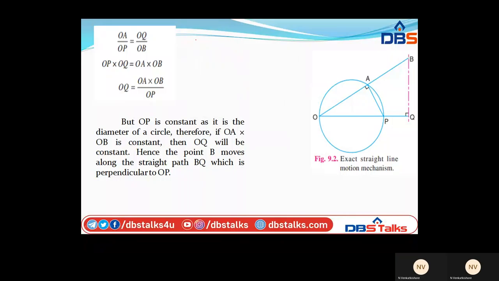I'm saying the triangle OAP equals triangle OQB. These two are 90 degrees. Then from the triangles, the ratio of adjacent lines of two triangles equals the ratio of hypotenuse of the two triangles. What is the hypotenuse? If you see the triangle, this is A, this is O, this is P. In the same way, this is Q, this is O, and this is B.